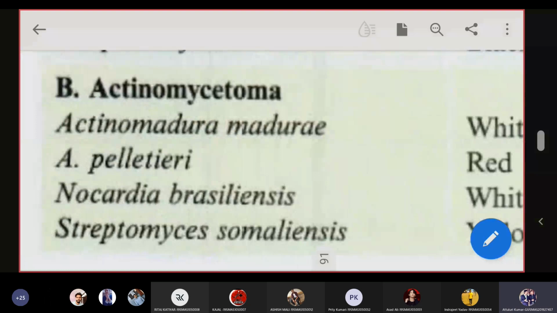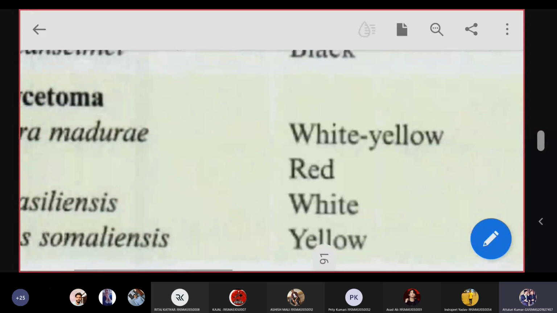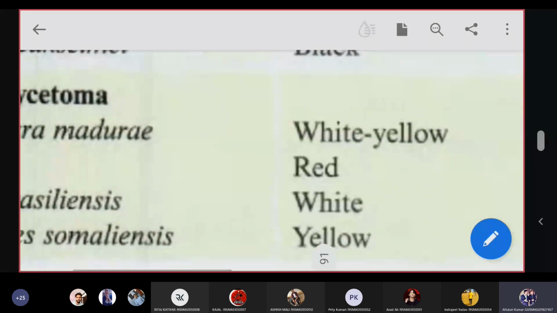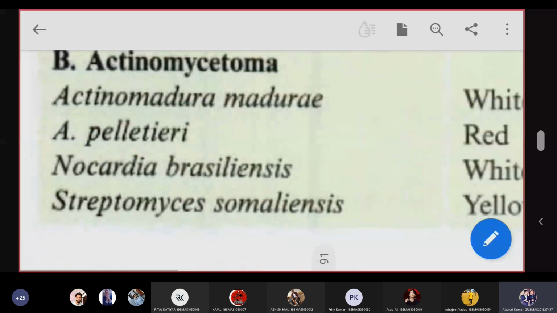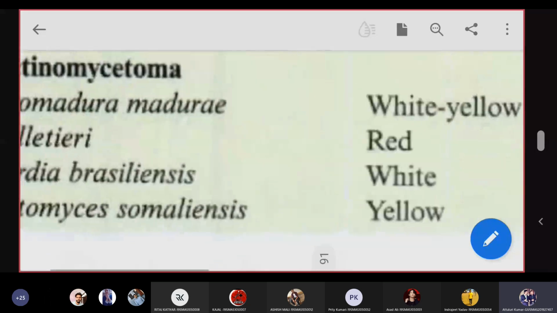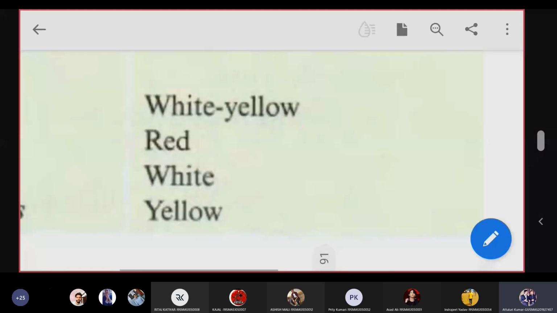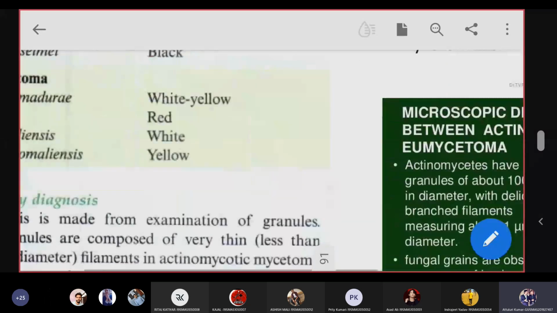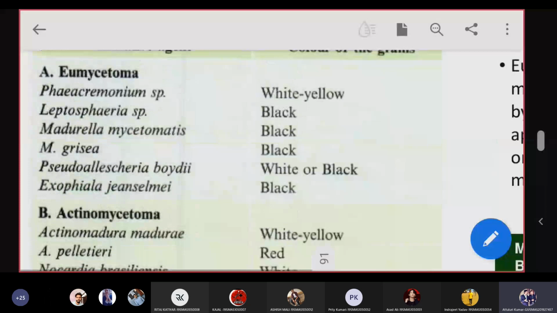Those 4 fungal species are Actinomadura madurae, A. pelletieri, Nocardia brasiliensis, and Streptomyces somaliensis. Okay, so Nocardia brasiliensis, Streptomyces somaliensis, and Actinomadura madurae are examples of Actinomycetoma. Actinomadura madurae will cause white to yellowish granules. A. pelletieri will cause red color granules. Nocardia will show white color granules, whereas Streptomyces somaliensis will show yellow color granules in the body. So these are the species of mycetoma.